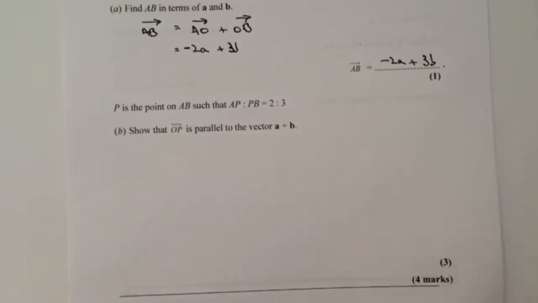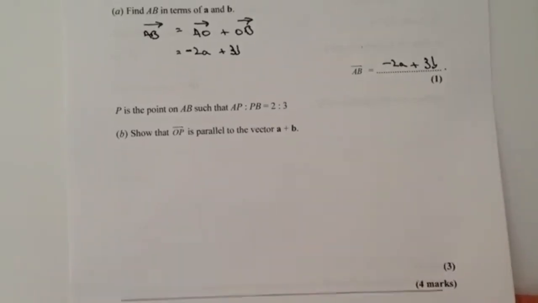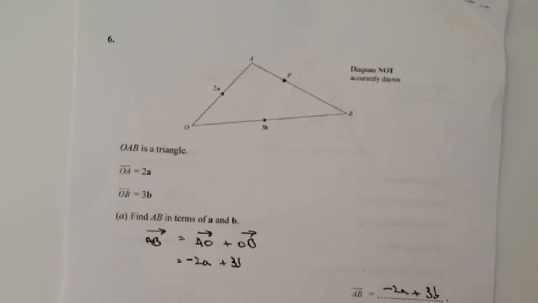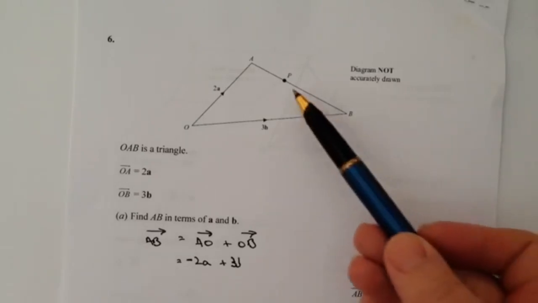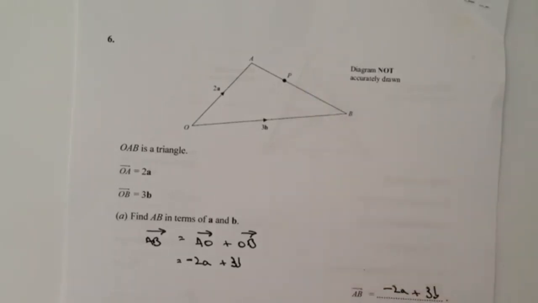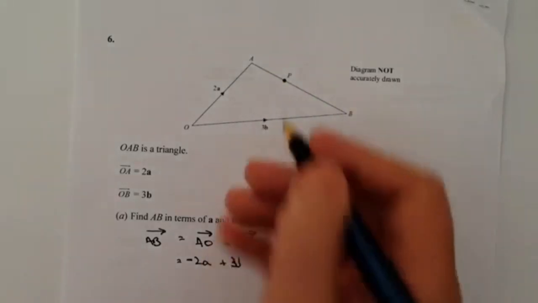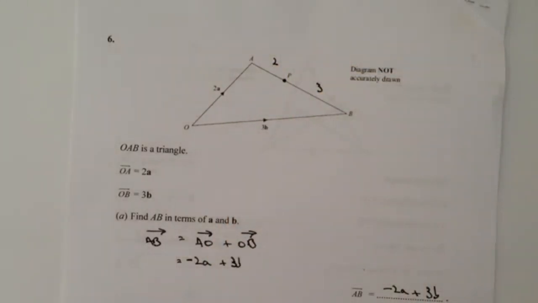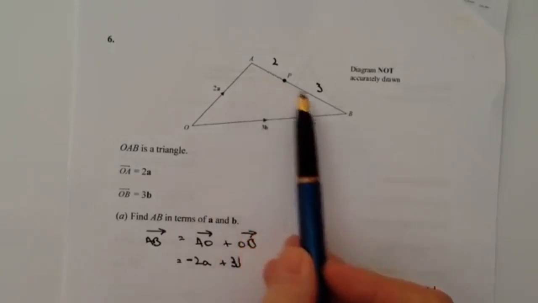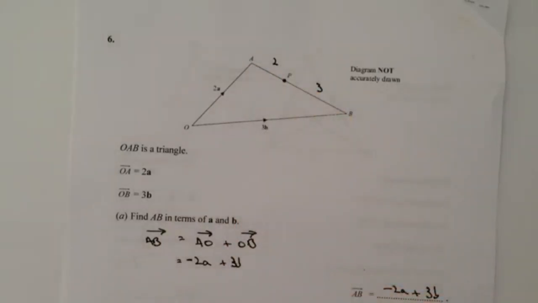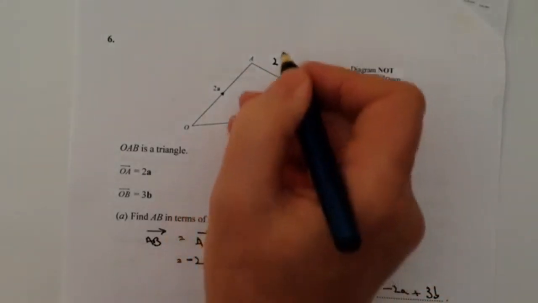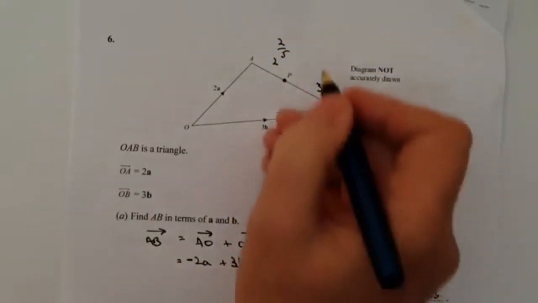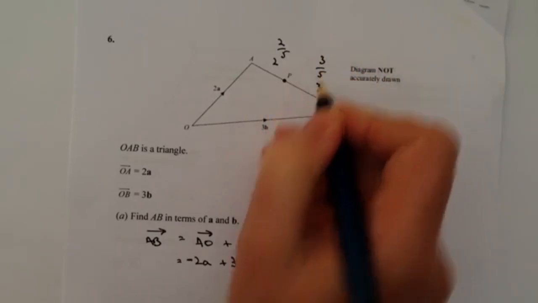Okay, so let's have a look at that on the diagram itself. What we're saying is that P is a point here such that the ratio between AP and PB is 2 to 3. So if you like, there's 5 units here altogether. So AP is 2/5 of the way along, and PB is the remaining 3/5 of the way along.